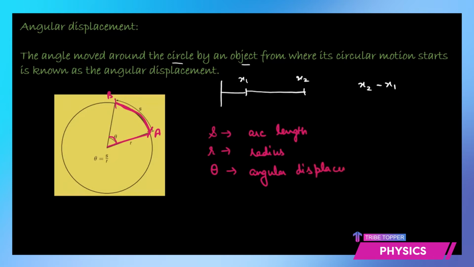And in mathematics, in geometry, you have learnt this in junior classes, how are these three things related? That angle is equal to arc length upon the radius. You can always rearrange the terms to find any of the variables, but angular displacement is S by R, the length of arc divided by the radius.